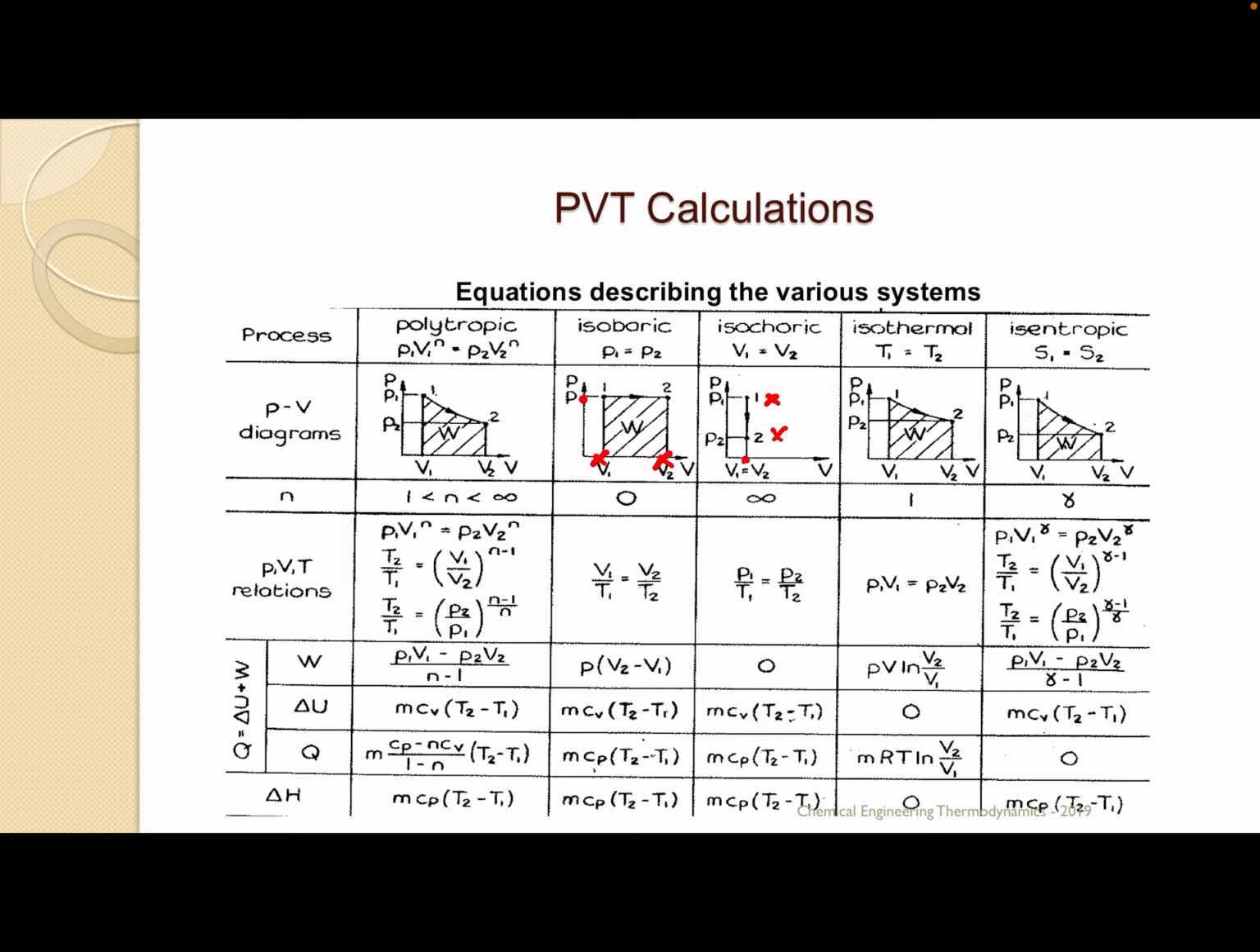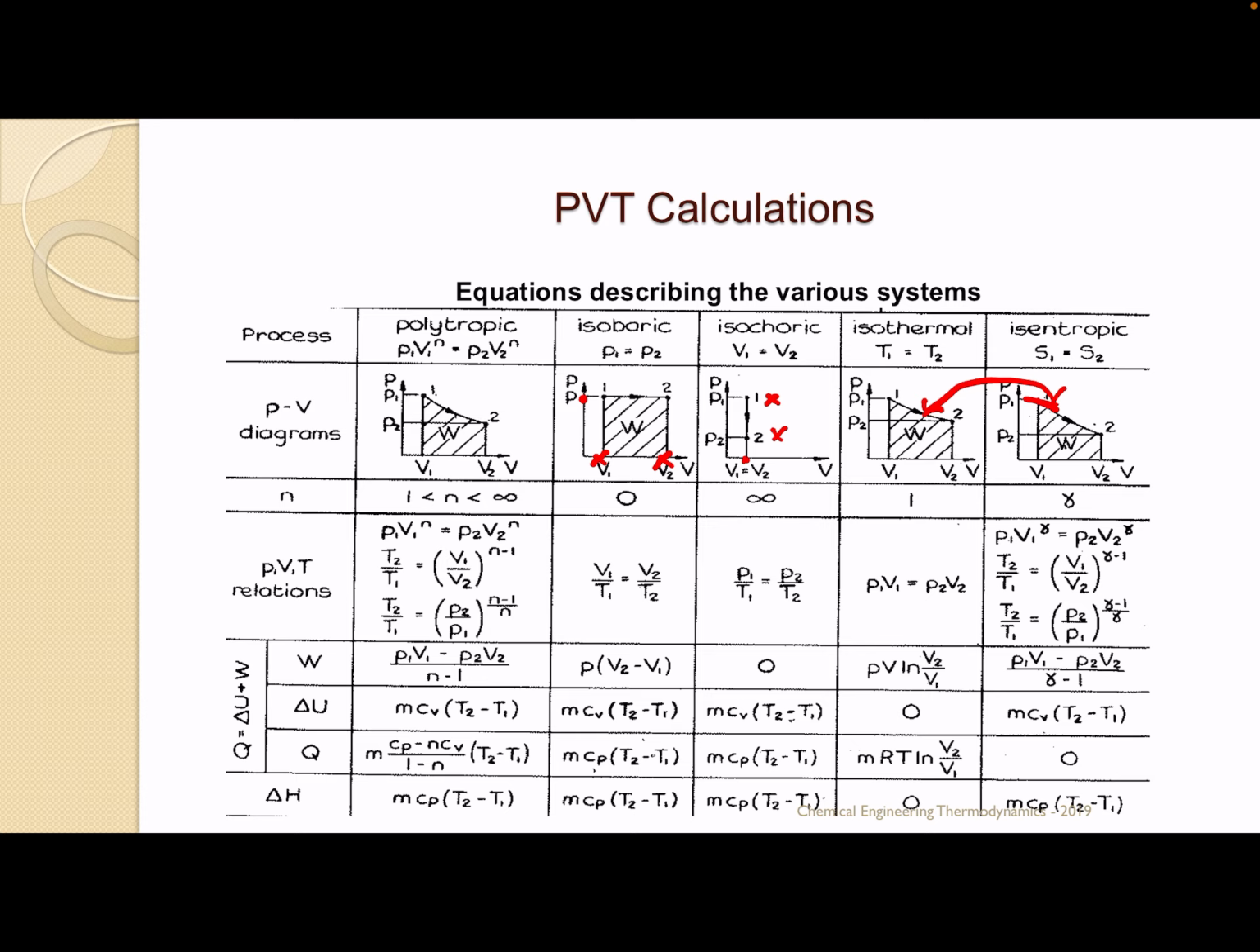And for isothermal, we've said that what is important under that condition is that your temperature remains constant. Hence, your P changes and your volume also changes. And then for isentropic, you could see that your isothermal and isentropic are similar. We emphasized that in the class last week and then in the previous classes.